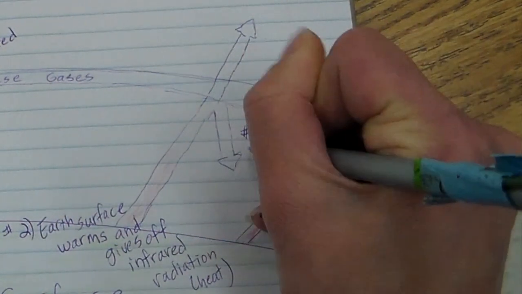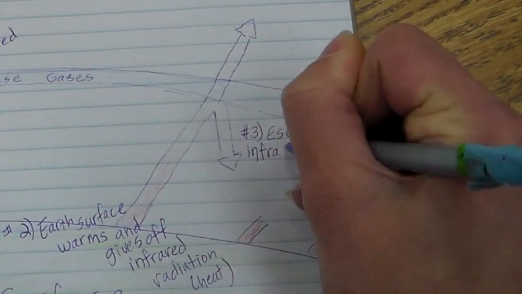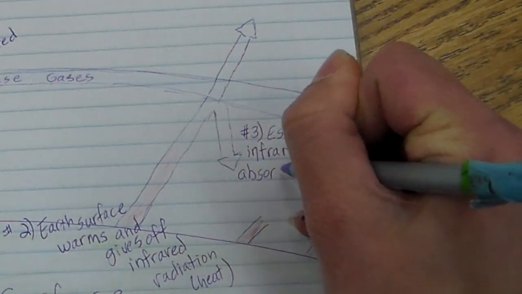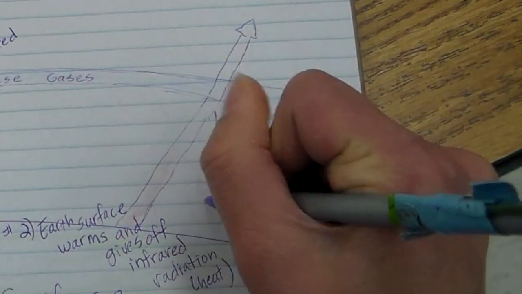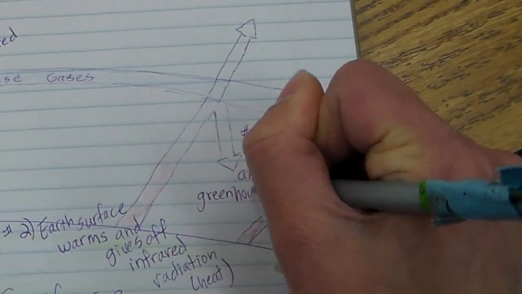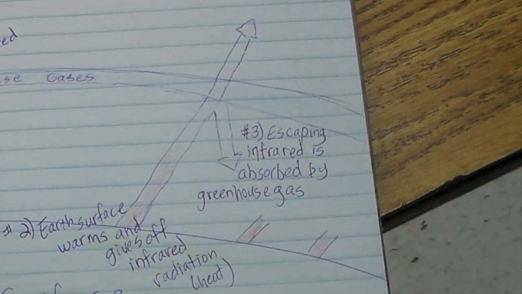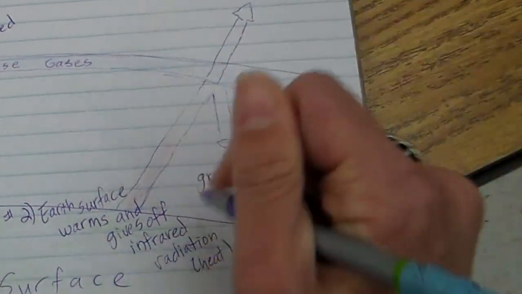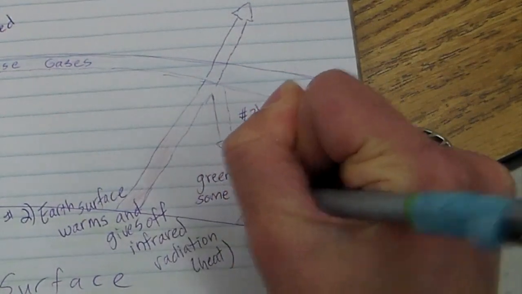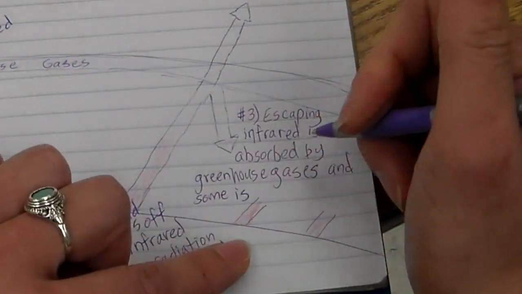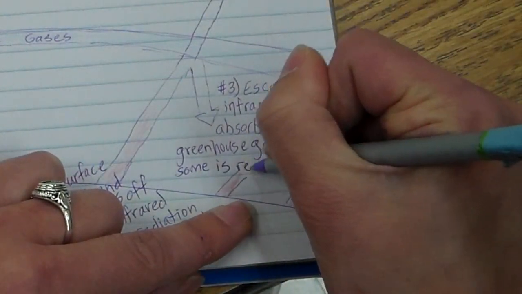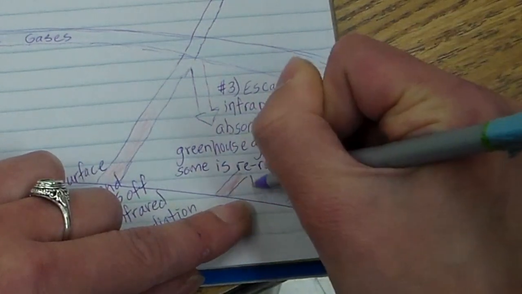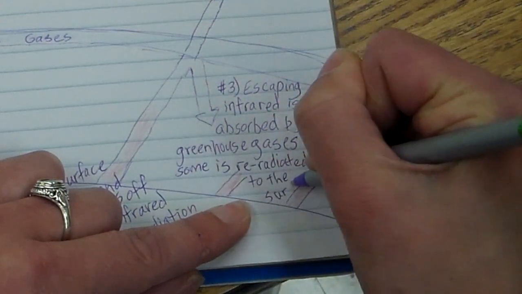Okay, so step number 3: escaping infrared is absorbed by greenhouse gases, and some is re-radiated back to the surface. I'm going to finish writing that here.